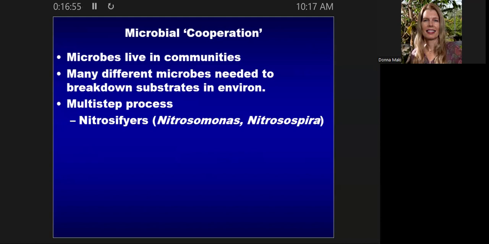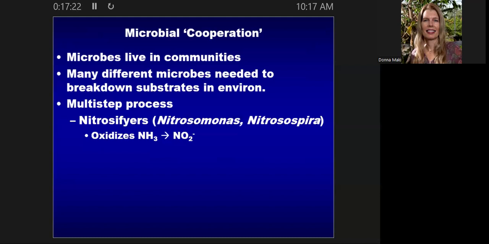A classic example is this one, where you have a group of microbes that are called nitrosifiers. These are just a couple of genera that fit into that group. You don't need to know that, but if you're curious. So these nitrosifiers, what they do is they can take ammonia and break that down into, this is nitrate, I'm sorry, nitrite.